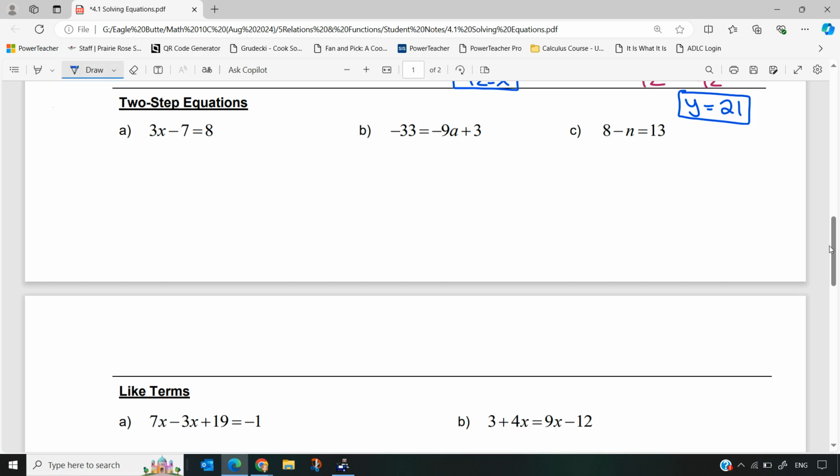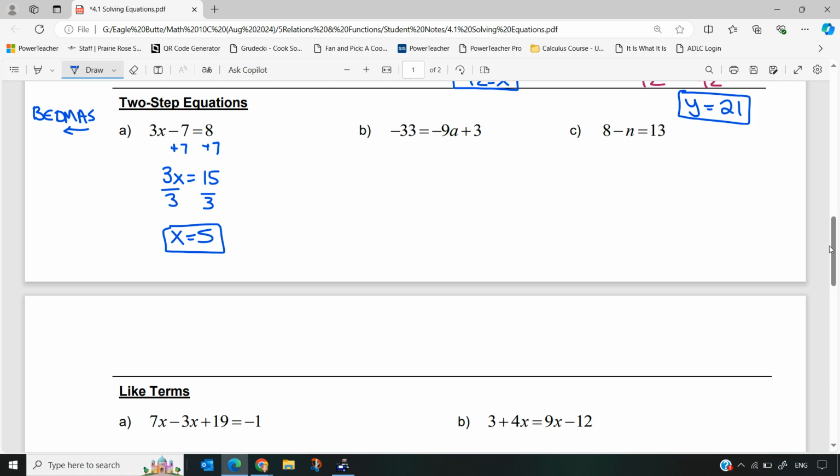So here we have 3x minus 7 equals 8. Remember, with our order of operations, that means that we're multiplying by the 3 and then we're subtracting the 7. So as we reverse that process, we want to get rid of the 7 and then get rid of the 3. So to get rid of the 7, we're going to have to add 7 to both sides, and that's going to give me 3x equals 15. And then I'm going to divide by 3 on both sides. X equals 5. Remember that all of these equations can be verified using our left side, right side method from earlier.